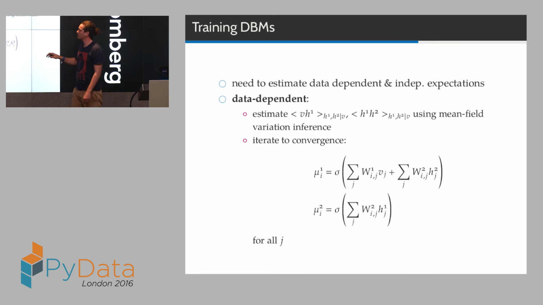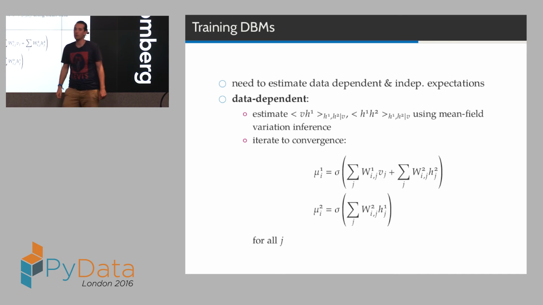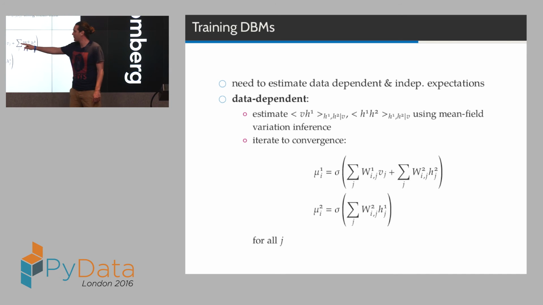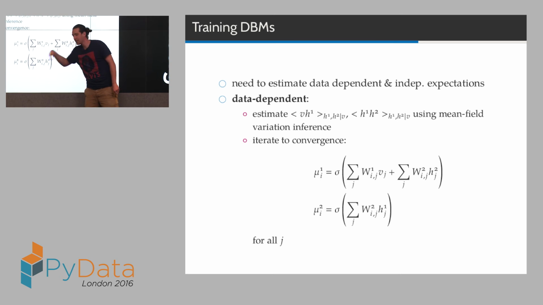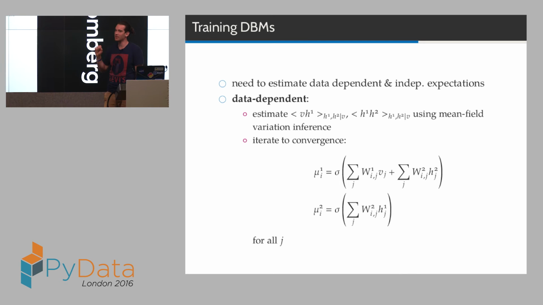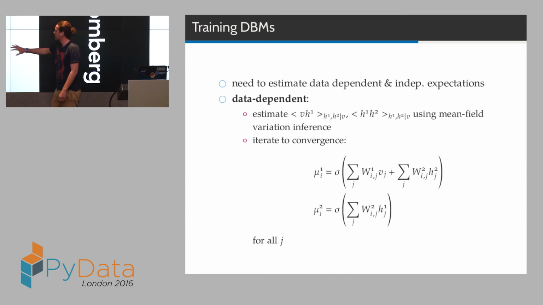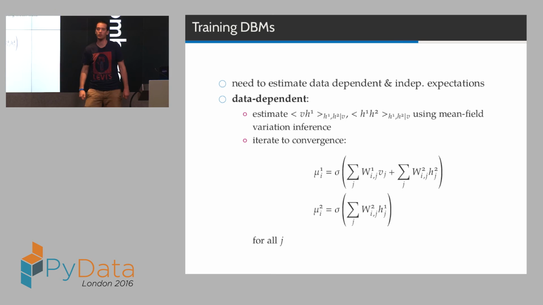What this boils down to is you say, OK, the ith unit in my first layer is going to be Bernoulli with some parameter mu, so some probability of being on. And the ith unit in my second layer is also going to be Bernoulli. You iterate these parameters and try to learn them, minimizing some distance to the true conditional distribution. And what it basically boils down to is you just iterate these two equations until convergence.